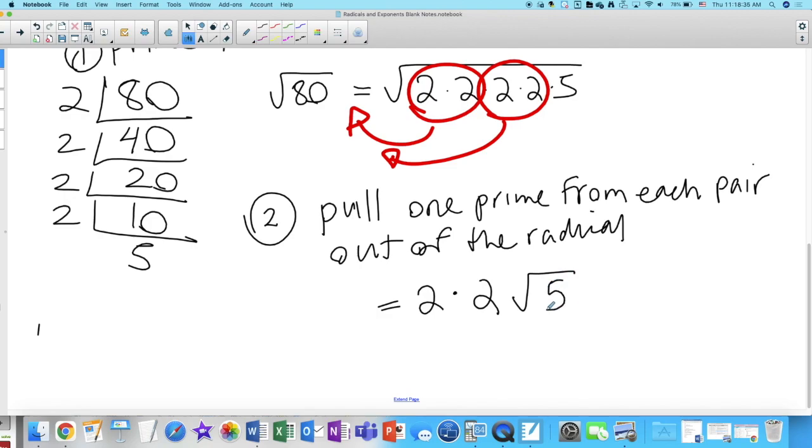Is it one prime from each pair or one pair from each prime? If you have a pair of primes, you pull one of them out. Pull one prime from each pair out of the radical. So if you've got primes that pair up, one of them can come out. Is that okay? Okay. And you end up with 4 root 5. Questions so far?